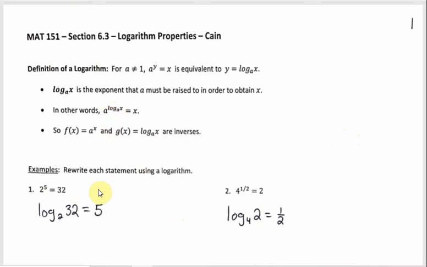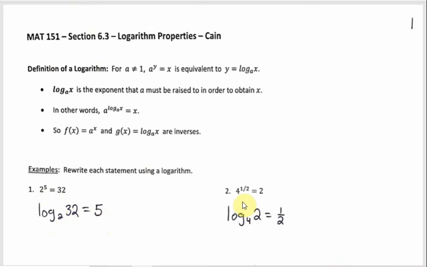Well, the first few are just rewriting things in terms of logs. So here we have an exponential statement, right? Because the 2 is being raised to an exponent of 5. If you rewrite this with logs, you would write it like this: the log base 2 of 32 equals 5. That's saying, what power do you have to raise 2 to in order to get 32? Well, it's 5. So that's what that log ends up being.